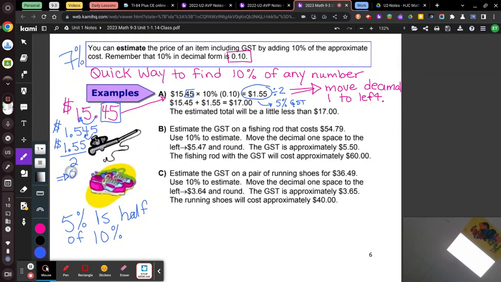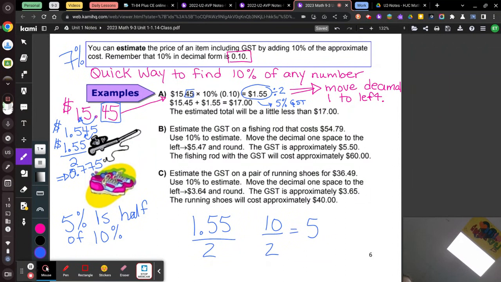0.775. Okay, so that's what 5% would be. It's half of 10. If 10% is $1.55, we'd cut it in half because 10% cut in half is 5%. And we want 5%. That's the whole reason we're doing it.